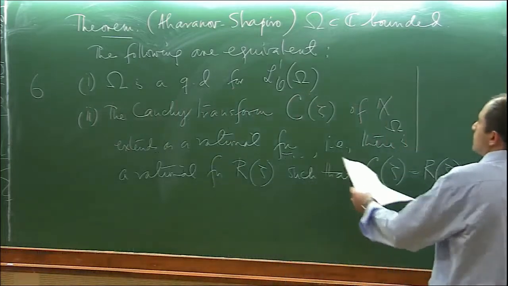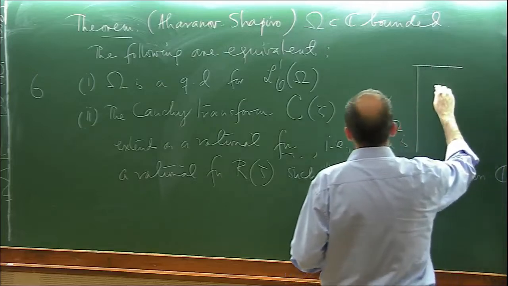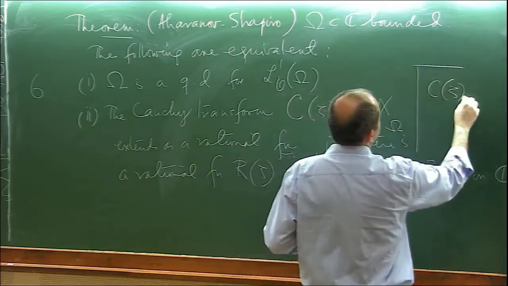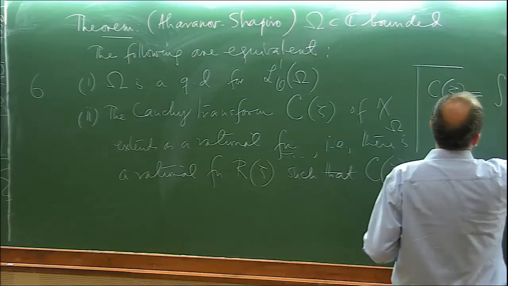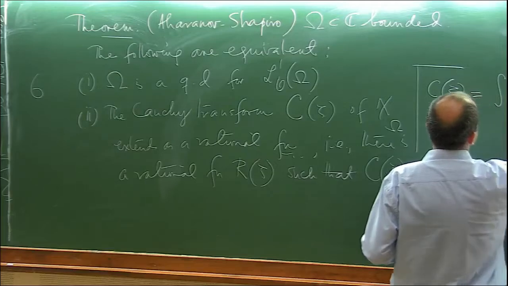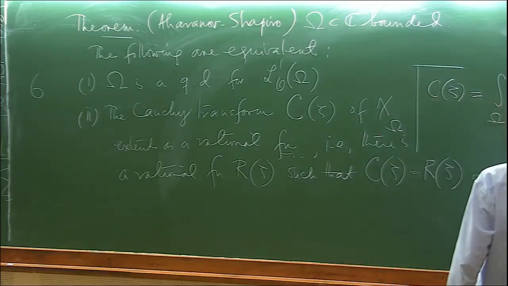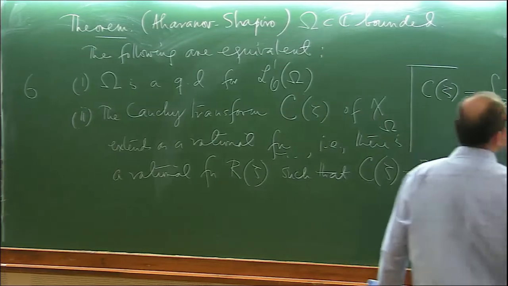There was a little digression that we had last time. The digression was about the definition of the Cauchy transform. So let me just write this here. This is the integral of 1 over z minus zeta dA z. And you integrate here. So this is the convolution of the characteristic function with 1 over z.